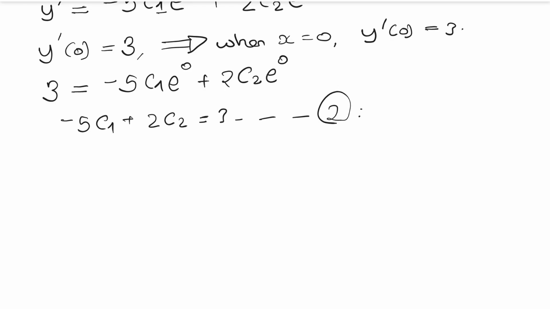So equation 1 is c1 plus c2 is equal to 1, and minus 5 c1 plus 2 c2 is equal to 3.